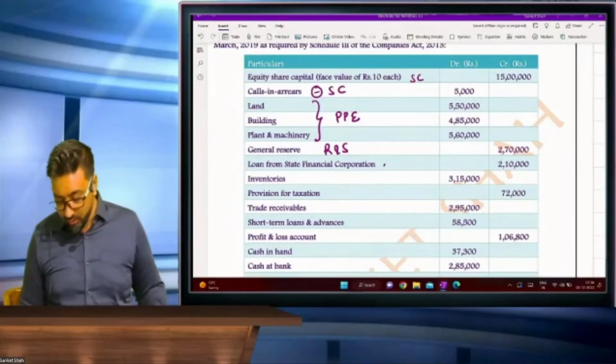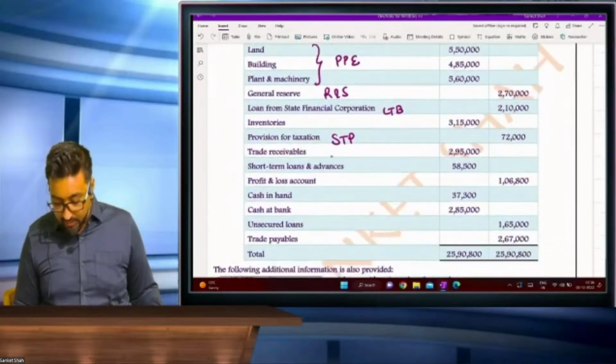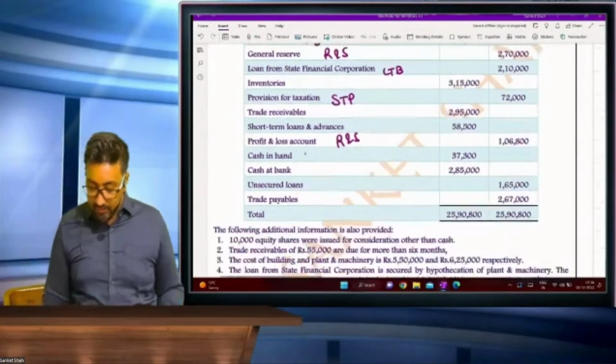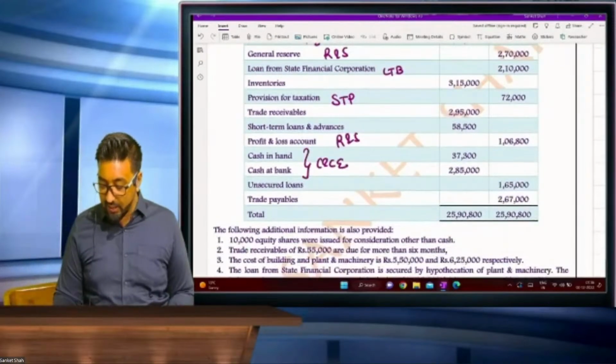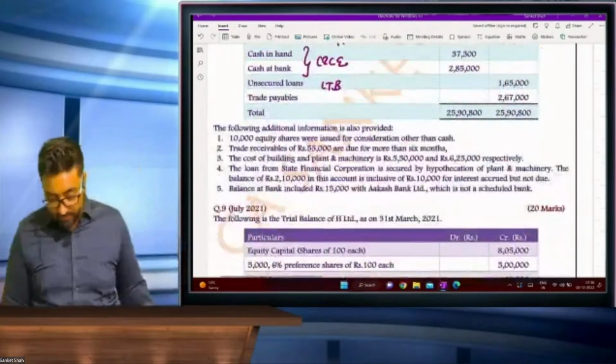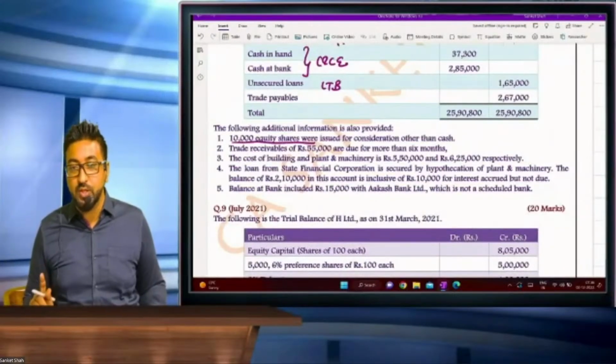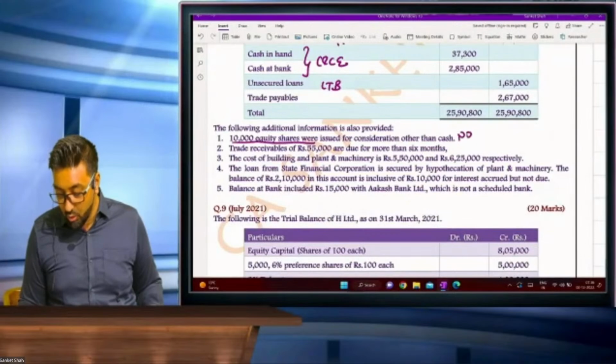Okay, so long-term borrowings, inventory, separate item, provision for taxation, short-term provisions, trade receivable, separate head, short-term loans and advances, separate head, profit and loss account, reserves and surplus, cash in hand and cash at bank, cash and cash equivalent, unsecured loan, long-term borrowings, trade payable, separate head. 10,000 equity shares issued for consideration other than cash. Now, please do this question carefully. This is only a note here to write.